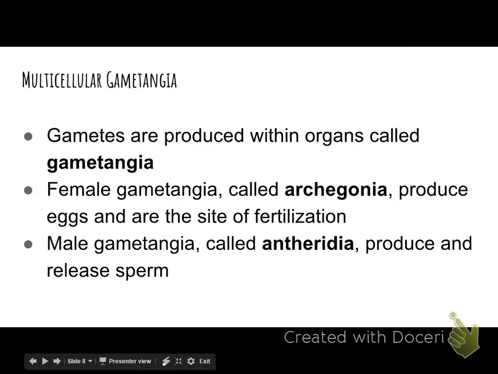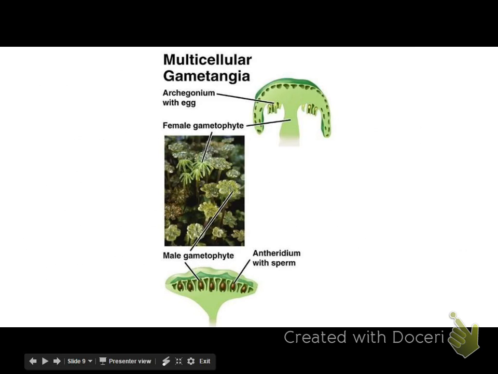Gametes are produced within organs called gametangia, and female gametangia are called archegonia, which produce eggs and are the site of fertilization. And male gametangia called antheridia produce and release the sperm. So these right here would be your female ones, and they would get pollinated by these male ones.